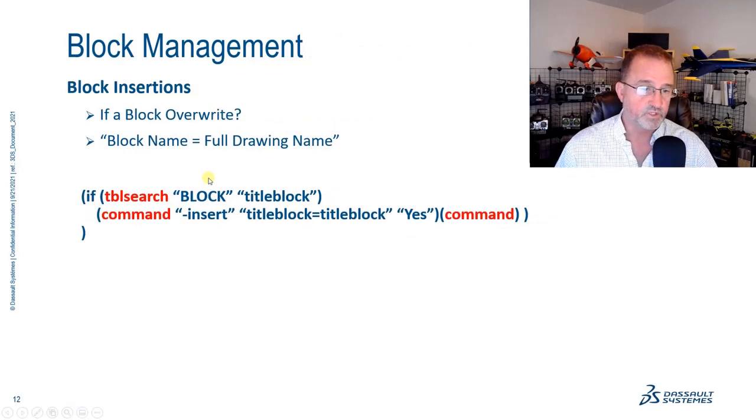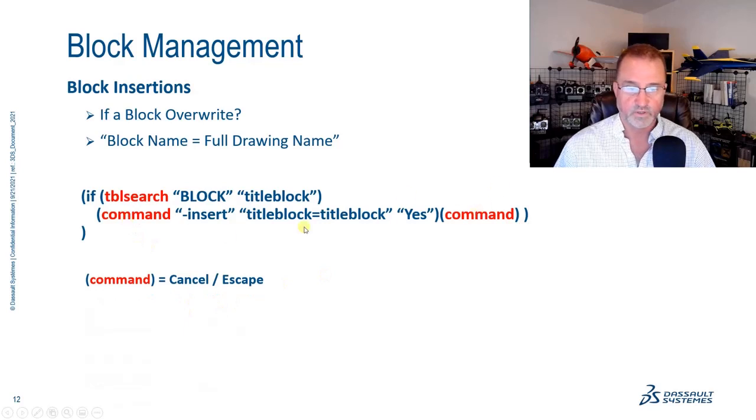And so as you noticed last time, I said there were cases where we might want to do a table search to see if a block exists. Well, here's a good example. If we do table search block title block, if it already exists, then go ahead and do an insert title block equals title block and answer yes to that question. Now, this sequence here I'm doing a little different that I wanted to show you, and that is by doing this block equals drawing name event and then answering yes, and then ending the command and not answering the rest of the questions but putting in a command, I'm actually canceling out of this command.